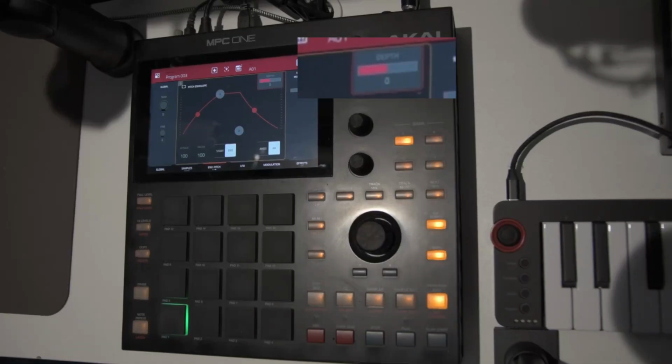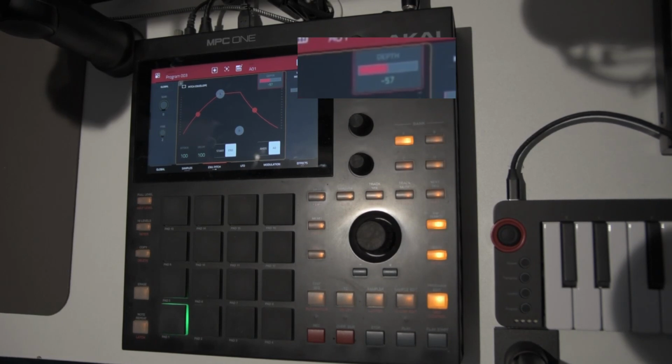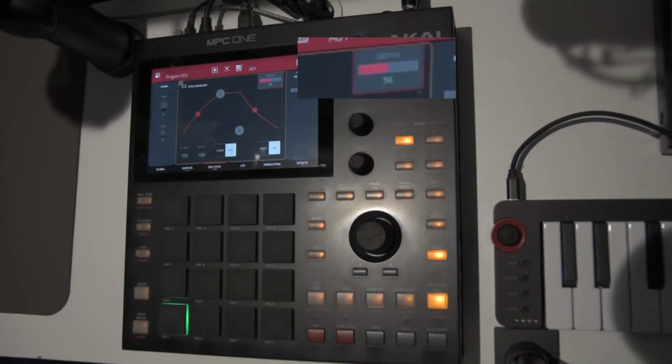First, without any depth set, the depth below 0, and now with the value above 0. And that's what makes the depth so interesting.